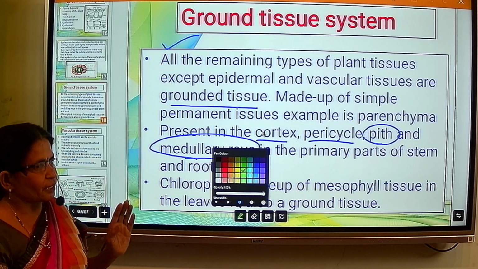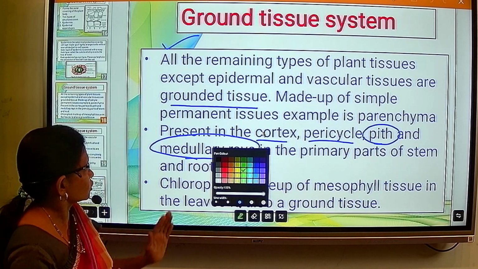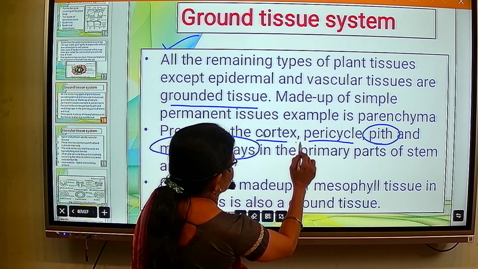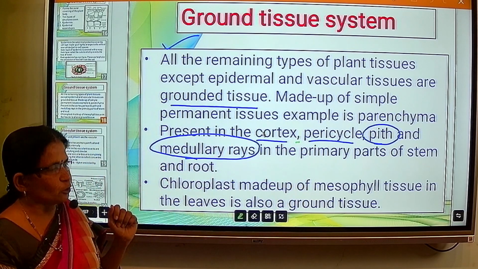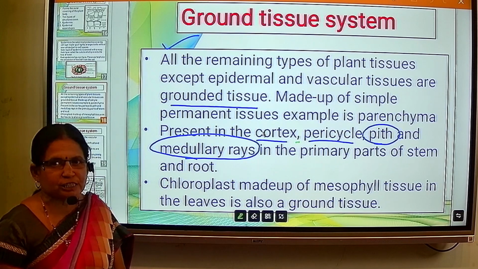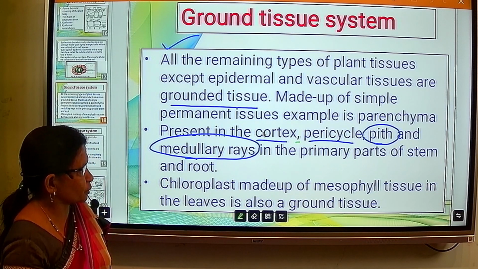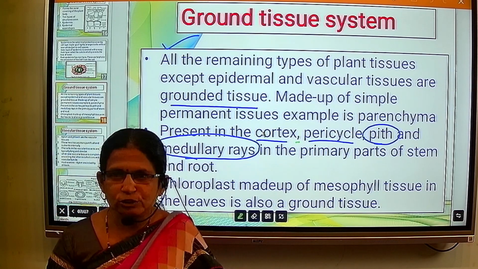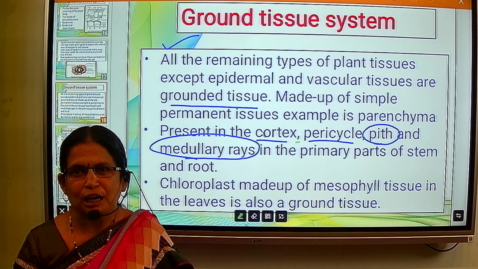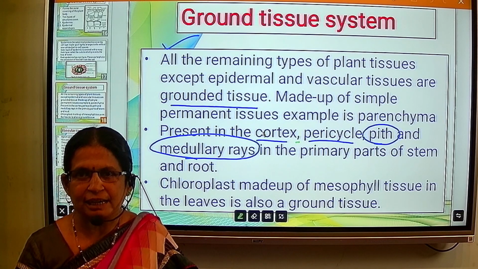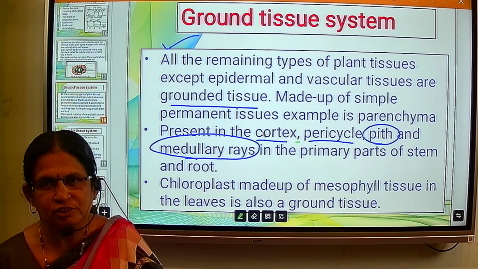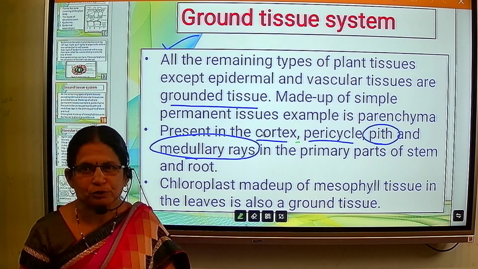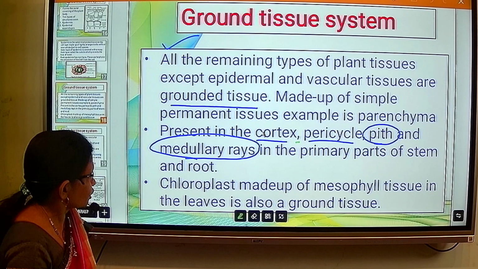Now see the main characters. Second main character, it is present in the cortex, pericycle, pith, medullary rays and primary parts of the stem and the root. Chloroplast is made up of mesophyll tissues in the leaves. In case of the root and the stem, these are present in the cortex, pericycle, pith and medullary rays. But in case of chloroplast, it is made up of mesophyll tissues in the leaves, which is also a ground tissue.